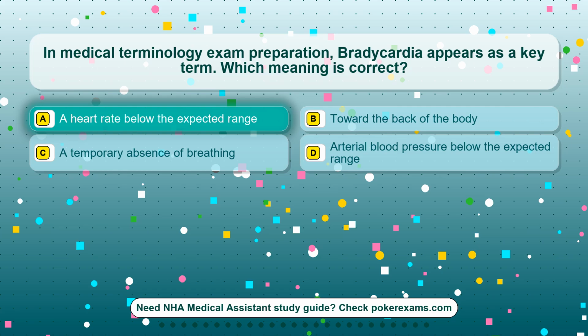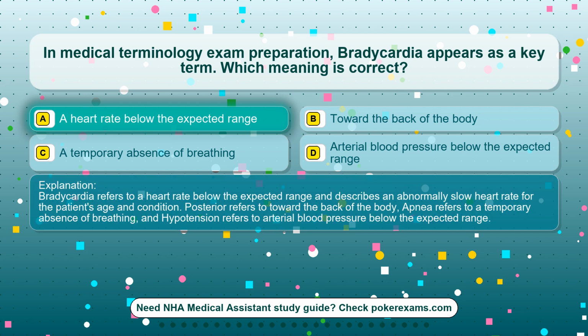The correct answer is option A. A heart rate below the expected range. Bradycardia refers to a heart rate below the expected range and describes an abnormally slow heart rate for the patient's age and condition. Posterior refers to toward the back of the body, apnea refers to a temporary absence of breathing, and hypotension refers to arterial blood pressure below the expected range.